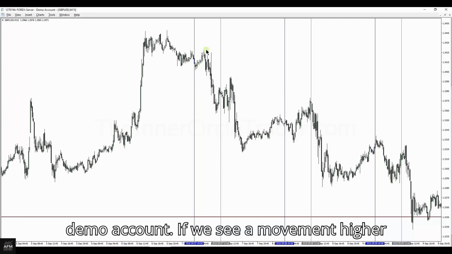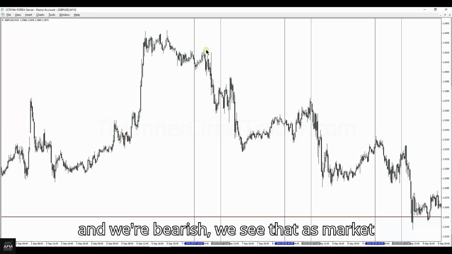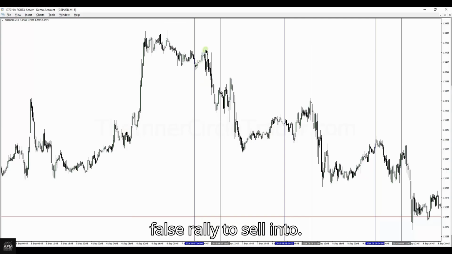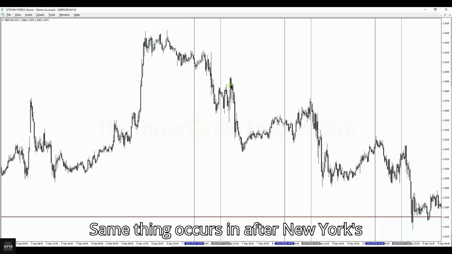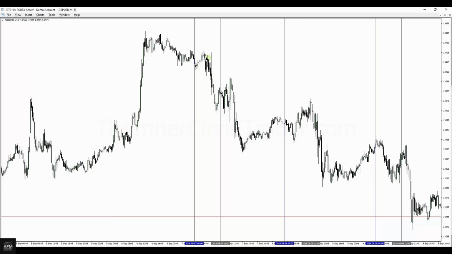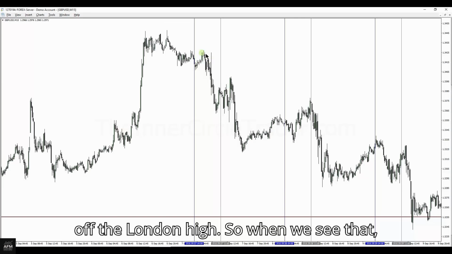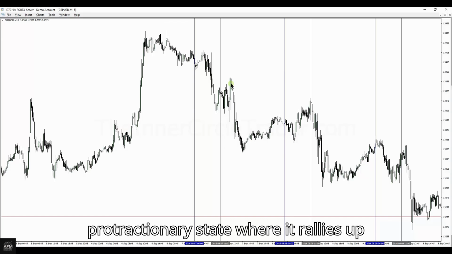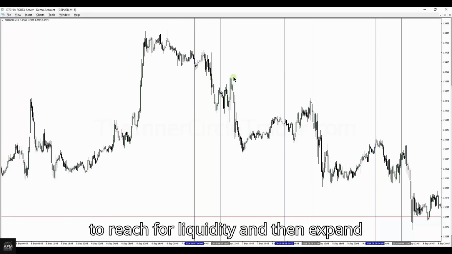If we see a movement higher and we're bearish, we see that as market protraction or a Judas swing. It's a false rally to sell into. Same thing occurs after New York's 7 o'clock in the morning time. We anticipate a run up off the London high. So when we see that, we expect the market to go into a protractionary state where it rallies up to reach for liquidity and then expand down.